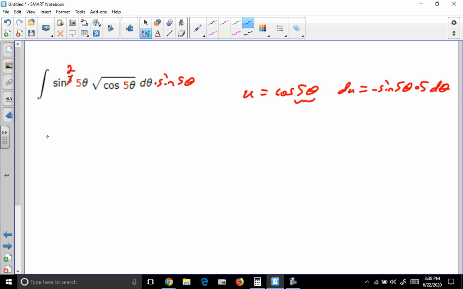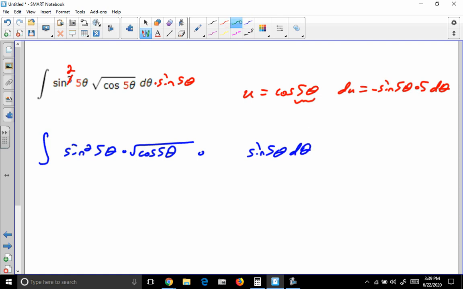So we're going to rewrite this. We're going to have our sine squared 5 theta, times the square root of cosine 5 theta, times our sine 5 theta d theta. And we need to pick up a negative 5. So multiply by negative 5, divide by negative 5 here. And everything else has to be changed to cosines. This is already cosine. We need to change that to cosine.